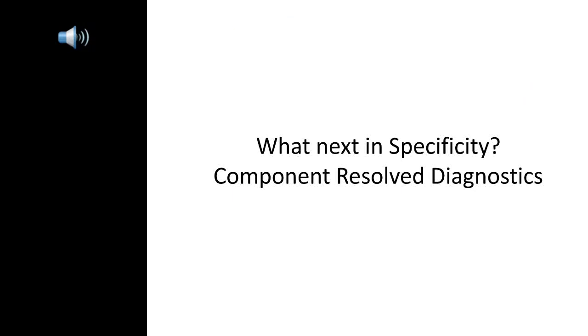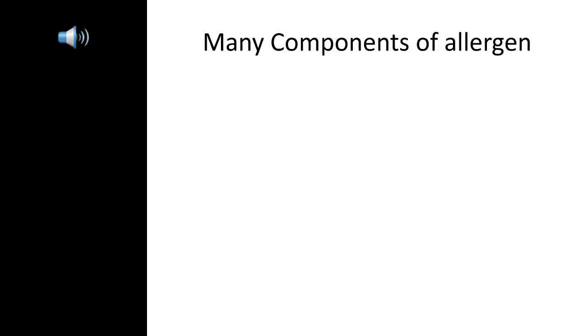Okay, so let's get to the topic in line, and I wanted to give that very long introduction because I think it's impossible to understand this area without it. So what next in specificity? Component resolved diagnosis. And I unashamedly am going to use a whole lot of Phadia's slides to paint the rosy picture, and then I'm going to go back and say, well, it isn't really that rosy.